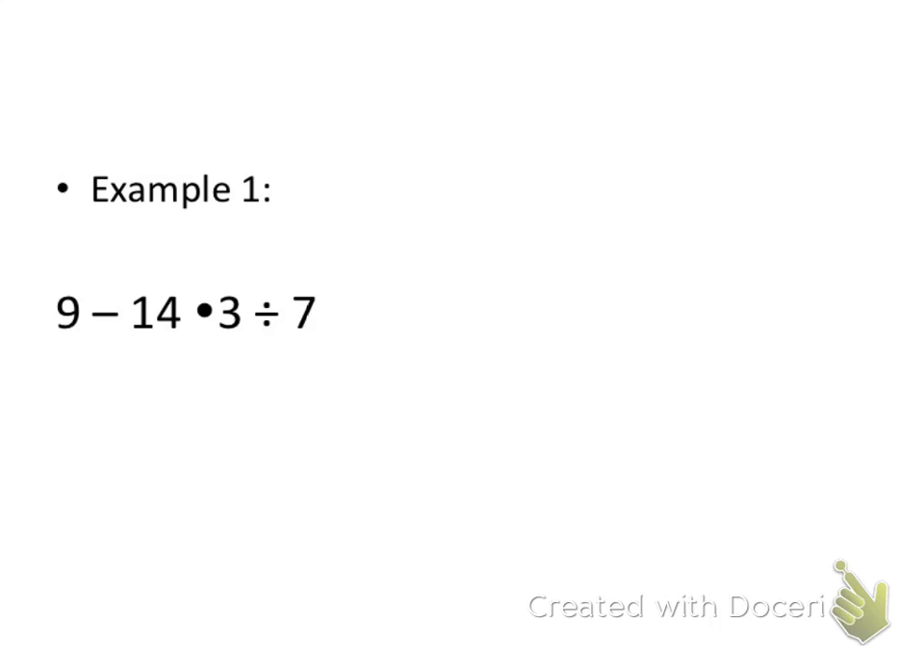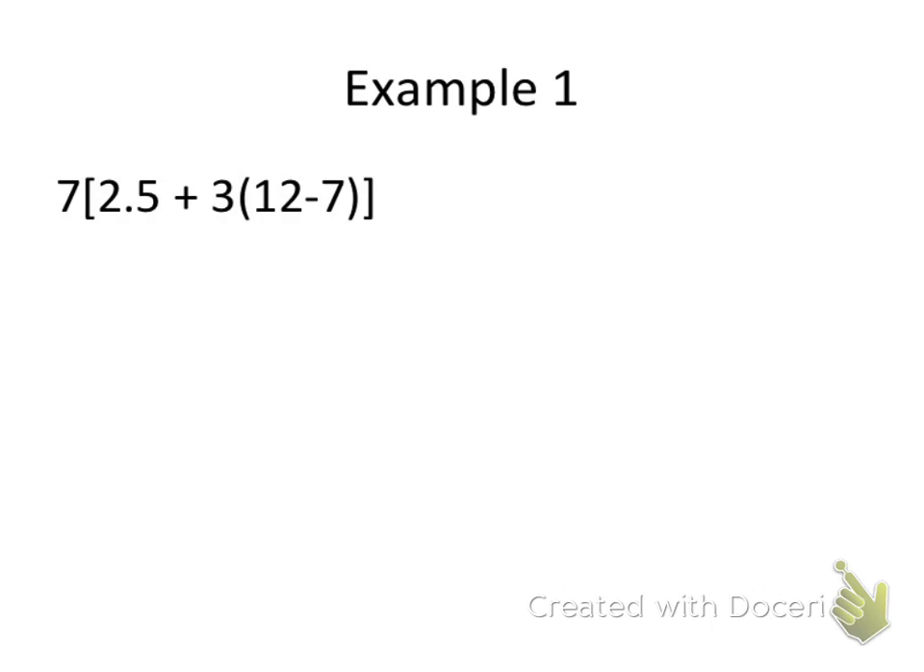Okay, let's do our first example. If we look at this problem, 9 minus 14 times 3 divided by 7, we'll go left to right. There are no parentheses, so we'll look at the first thing up, which is the multiplication. Actually, let's do this example instead. When we look at this problem with several sets of grouping symbols, the brackets and the parentheses, we want to go to the innermost one first. So the first thing we want to simplify is right here, the 12 minus 7.